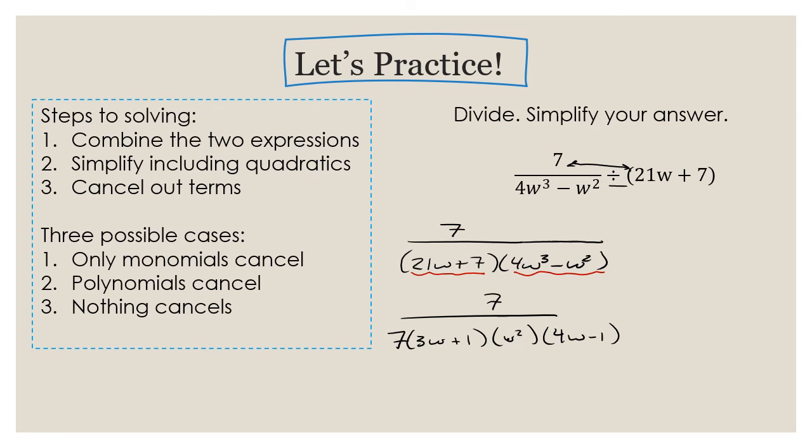Now I can jump to step 3, cancel terms. I got a 7 on top, 7 over here. That's going to take me to 1 on the top. Remember, it's never going to be 0. If you cancel something on the top and you're left with nothing, it's a 1. And then I'm just going to write everything else on the bottom: 3w plus 1, w squared, 4w minus 1.